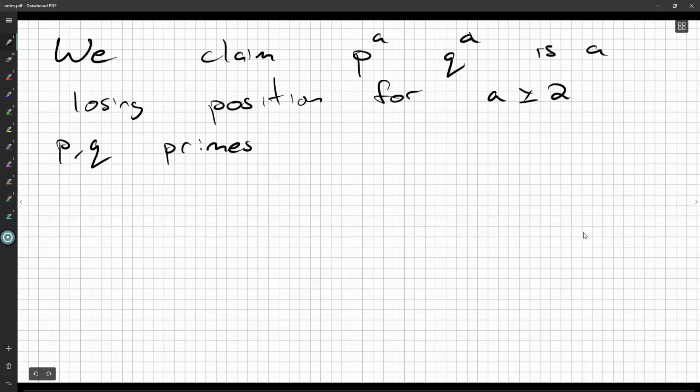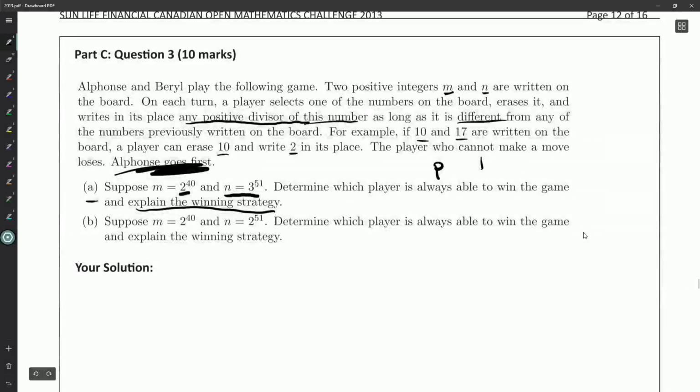If you wanted to, you could just write 2 and 3 here. But I'm trying to be more general, because I think it's an interesting game that they've got. So we claim this is a losing position for a greater than or equal to 2. And if that's the case, then what's our strategy? Well, then Alphonse should win, because on his first turn, he'll turn this into 3 to the 40.